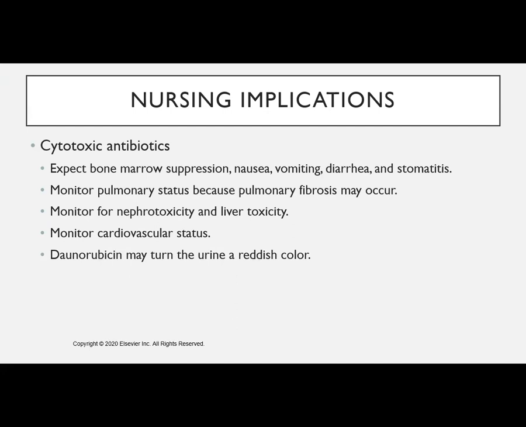Because remember, for these, try not to get caught up in the specifics of these chemo agents. First of all, they're always changing. Second of all, in order to give an IV chemo agent, you do have to be certified for these. So instead, focus on the things that we can manage. Monitor pulmonary status, because pulmonary fibrosis may occur. Monitor for nephrotoxicity and liver toxicity. Monitor your cardiovascular status. And do know daunorubicin may turn the urine a reddish color.